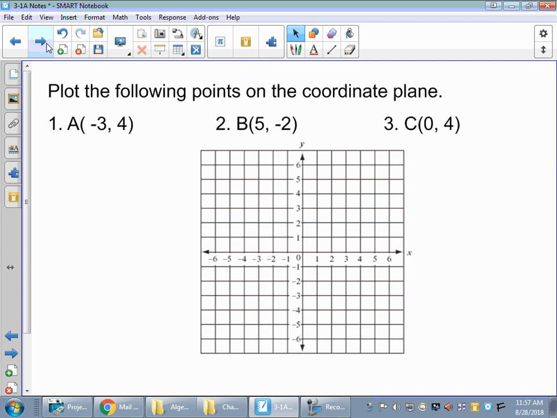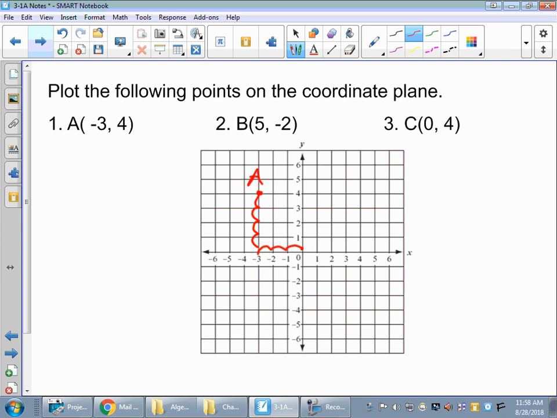So let's practice that. Let's plot the following points on the coordinate plane. You've got A at -3, 4. So I'm going to start at the origin, 0, 0 here, and I'm going to go to -3. So I'm going to go backwards 3, 1, 2, 3 on the x-axis, because -3, going left and right. And then I'm going up 4, because 4 is positive. 1, 2, 3, 4. So this point right here would be point A.